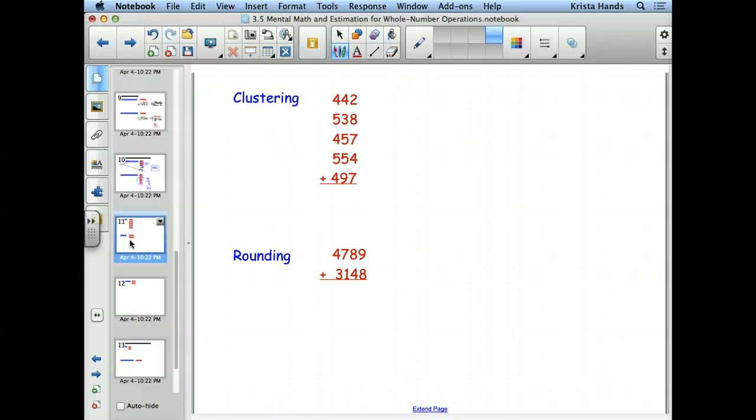I've got 442, 538, 457, 554, 497. All of those numbers are about 500. Awfully close, right? They're sort of clustering around a centralized number. If you were to place them all on a number line, they'd all be grouped in there right around the number 500. So this is about 500. They're all approximately 500.